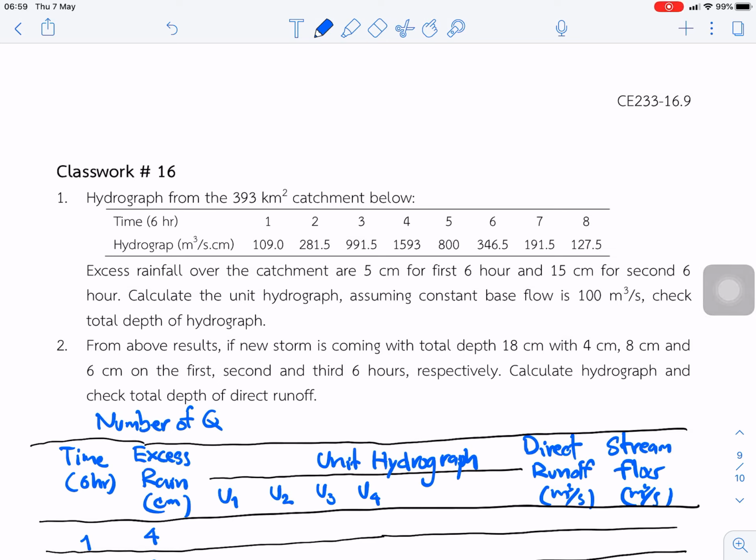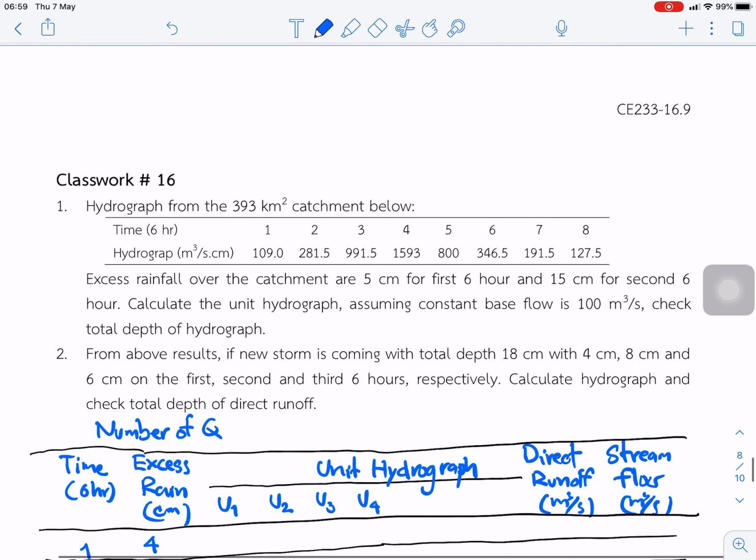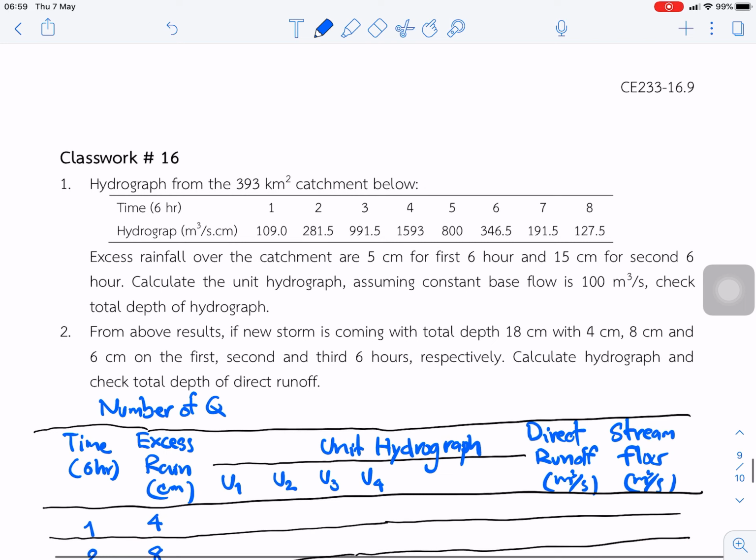Okay, classwork number 16. We have two problems. The first question is to derive the unit hydrograph given the direct runoff hydrograph and rainfall.